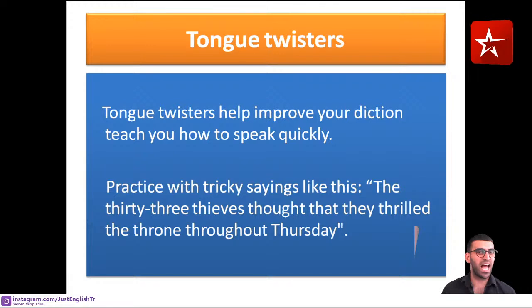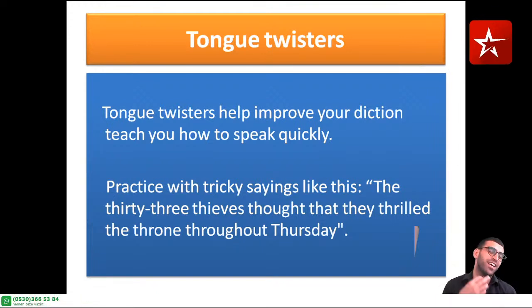So tongue twisters help improve your diction and teach you how to speak quickly, guys. How can we improve that? How can we speak quickly? Just practice with tricky sayings like this. In English, we have some tricky sayings. Just one of them I'm going to show you. The 33 thieves thought that they threw the throne throughout Thursday. So did you understand anything? I think yes, you did. The 33 thieves thought that they threw the throne throughout Thursday.